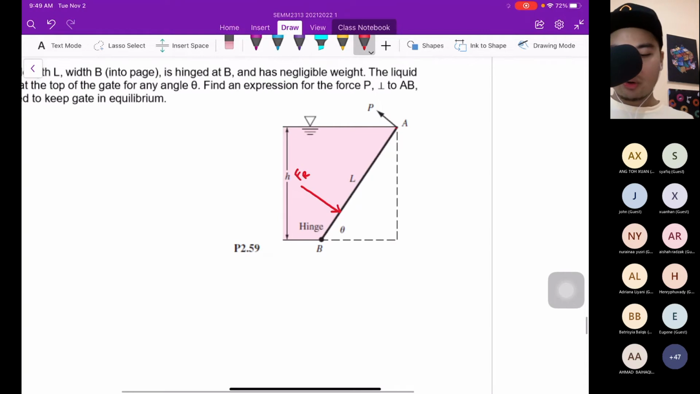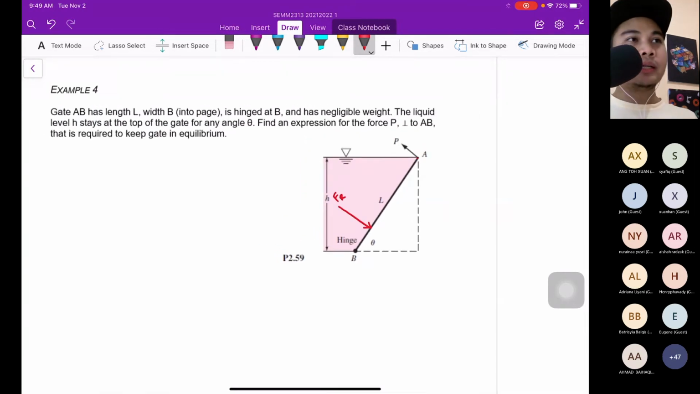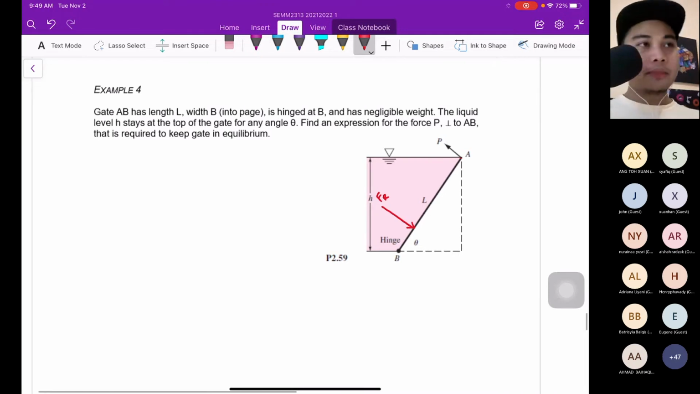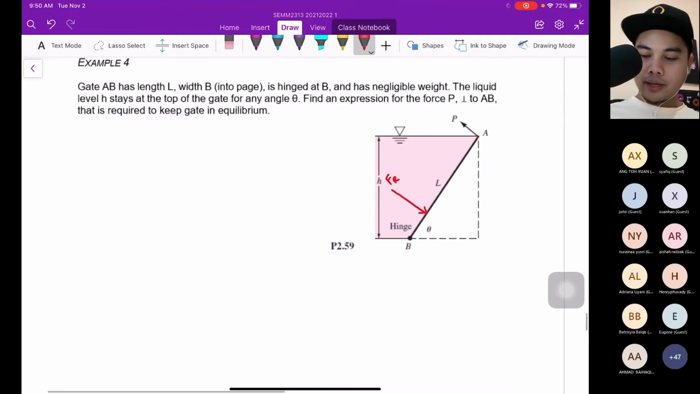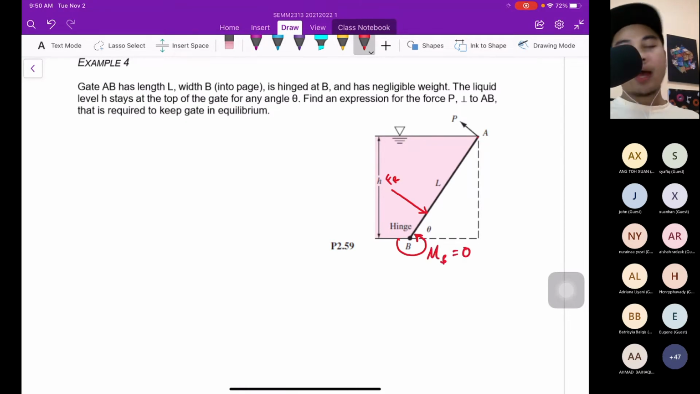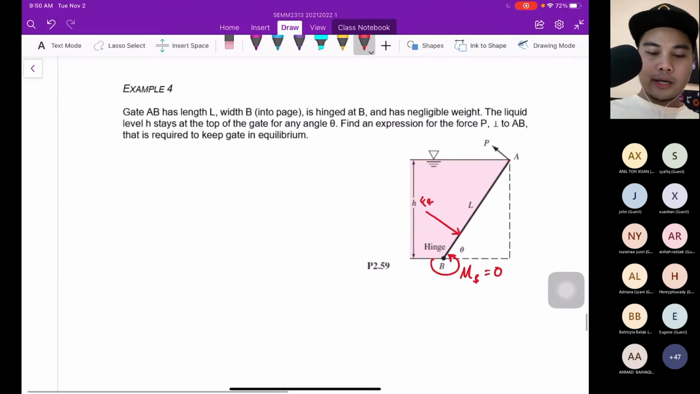Let's say this is the resultant force FR. In order to make sure the gate is in equilibrium, we must use the moment at hinge B. The summation of moment at hinge B equal to zero. However, in order to calculate the moment, which is force multiplied by radius, we must definitely know the FR first. That is why we calculate the FR first.